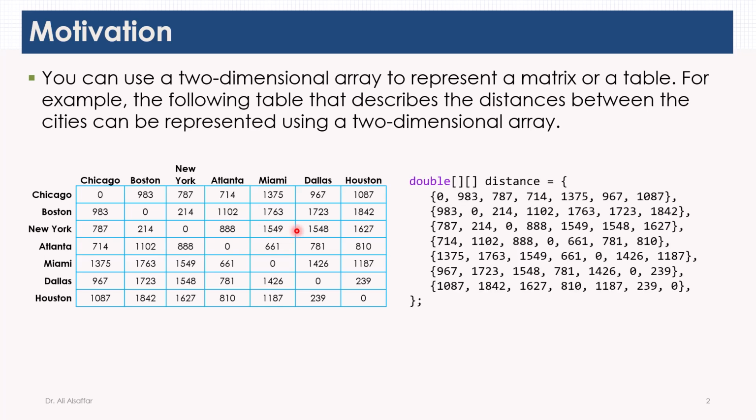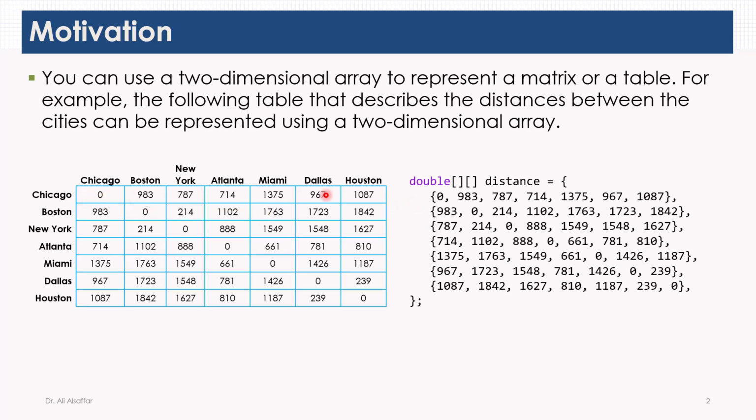Suppose that the name of the array is called distance, and here is how we declare two-dimensional arrays. We have two square brackets. The first square bracket is for the first dimension, the number of rows, and the second square bracket represents the number of columns. We have to fill the data row by row. When we want to initialize two-dimensional arrays, this is how we do it. We fill the data row by row.